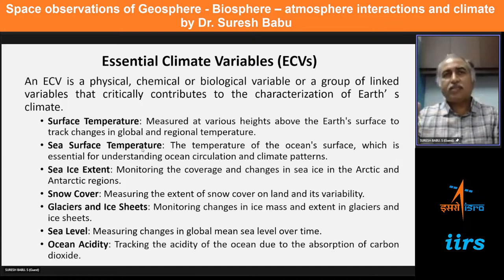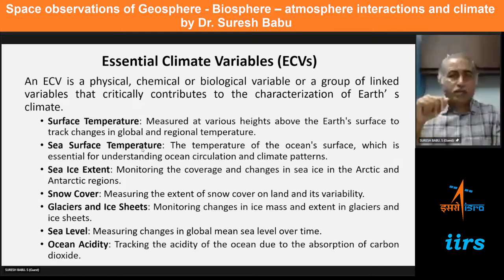Then the sea ice extent, snow cover, glaciers and ice sheets. These are all very important cryospheric conditions for essential climate variables, because they hold mostly the water content. Mostly the water is reserved in these forms, and this decides the sea level. Measuring changes in global mean sea level rise is a very important thing. It is basically done using different space-based observations, and this gives a very good understanding of how the global climate will be affected in the future. Sea level rise is one of the most important aspects in the essential climate variables which we need to look into.